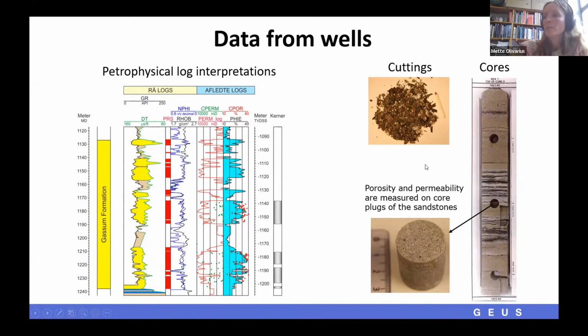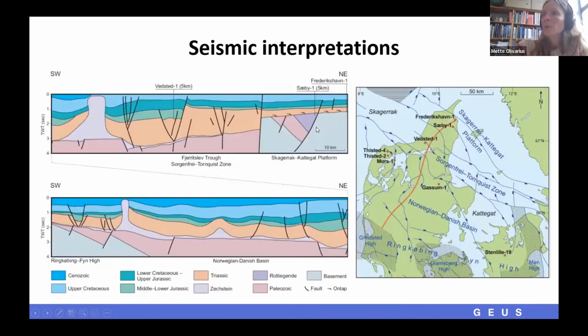And for those sections that have not been cored, we have the cuttings, which is completely chopped up rock you get out of the well. So it can at least also give some information.